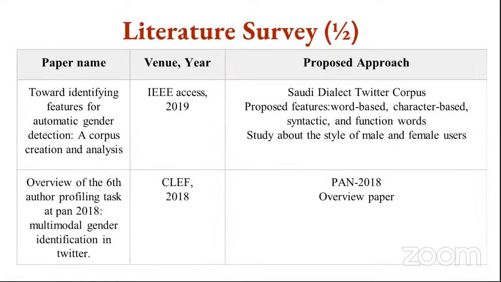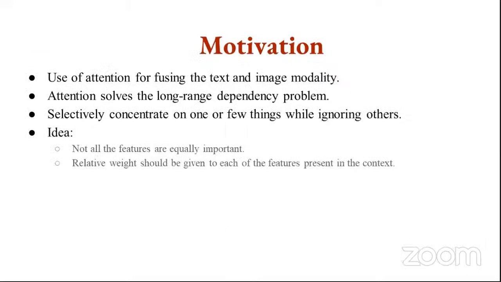So we did a thorough literature survey. There are several works on gender prediction, and this is the motivation. Basically, we have seen that there is no attention-based framework, because attention will help us put emphasis on particular words or a particular portion of the image. In a given tweet there are multiple words, and not all the words are important for predicting the gender of the user. Only a few words would be interesting. There is very little work where attention is used for fusing the text and image modalities.